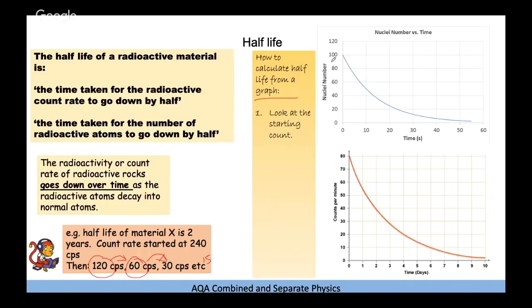The first thing to do is, what is my starting count rate or my number of nuclei? So here we've got the count rates per second. We're starting at 80. Here we've got the number of nuclei, the number of radioactive atoms starts off at 100. So there's my starting rate on both these graphs. Halve it. So here we go, 100 down to 50. And just at the same time, I'll do this one as well. So here's 80 down to 40, so I've halved it.